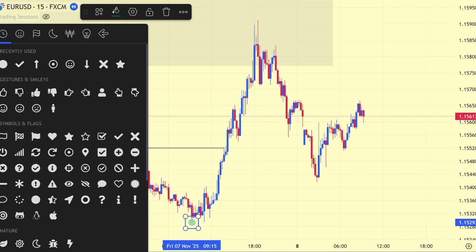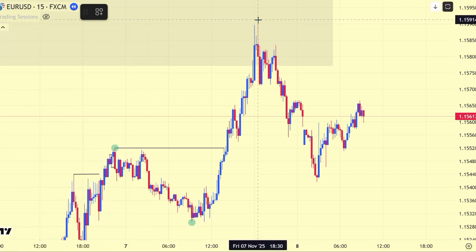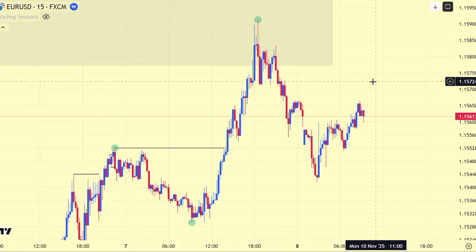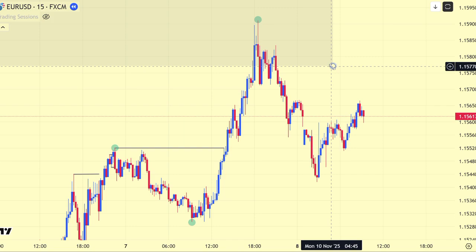So exactly right there, and this one here. But right now, remember that we have just mitigated the extreme, I mean the extreme order flow, which is a reversal zone.